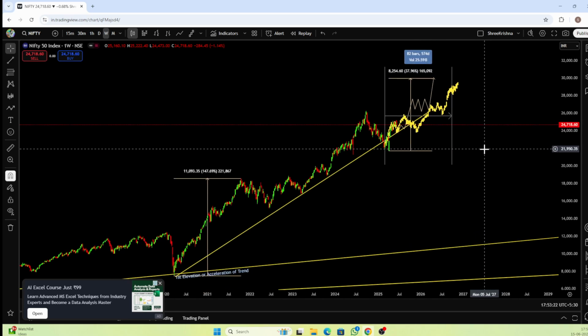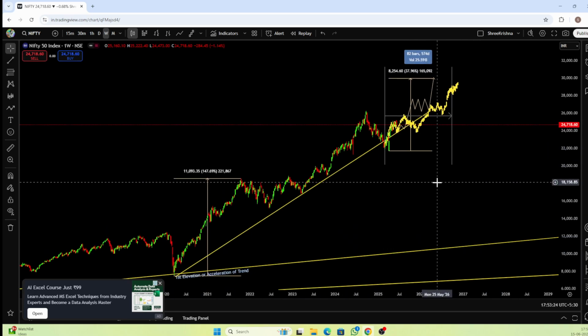Okay, this is the pattern. Did I use Elliott wave theory here? No. Did I use anything extra?